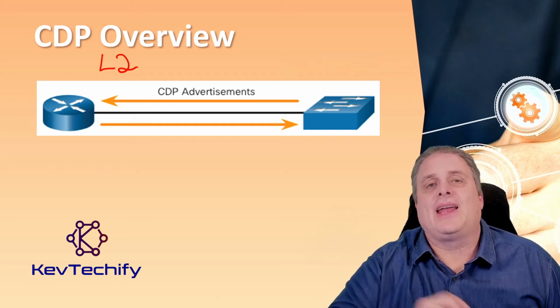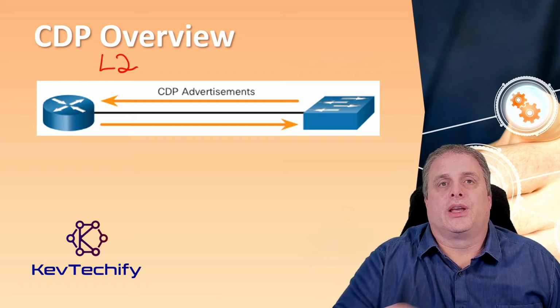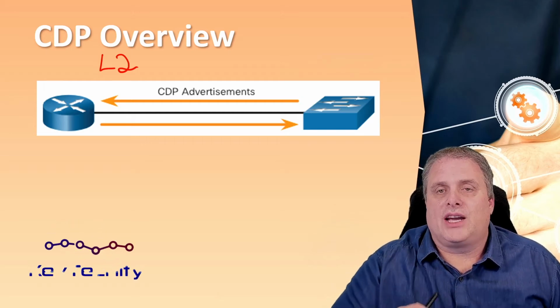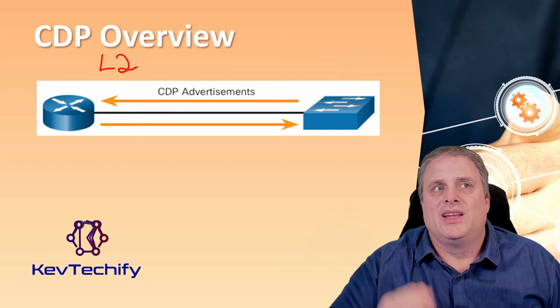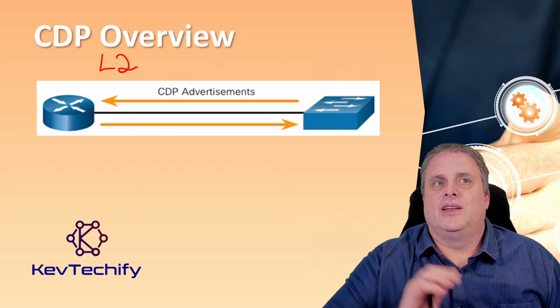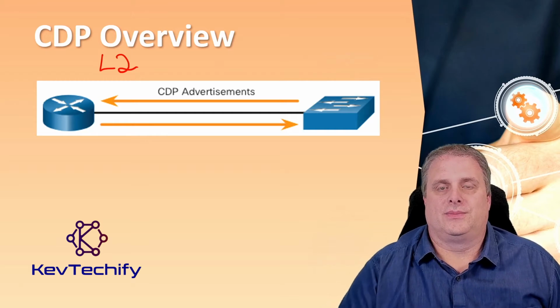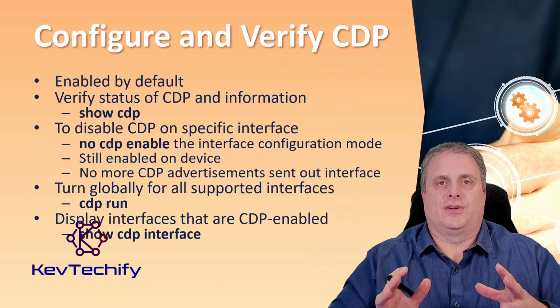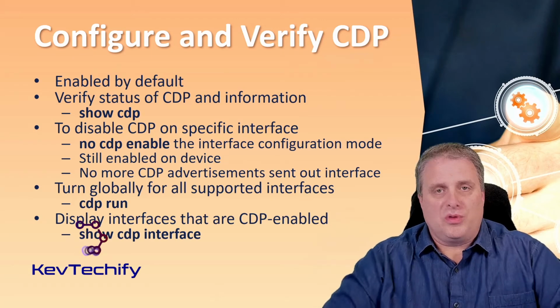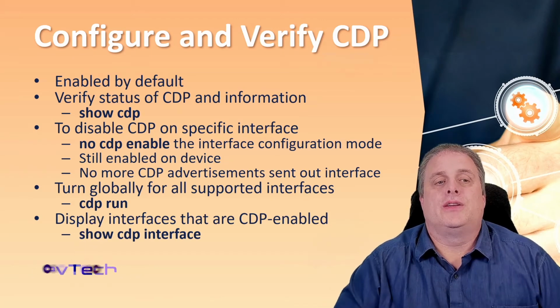CDP sends periodic advertisements to the connected devices. These advertisements share information about the type of the device that is discovered, the name of the devices, and the number and the type of the interfaces. CDP is enabled by default. When you turn on your device, boot it up without any configuration, CDP is turned on.